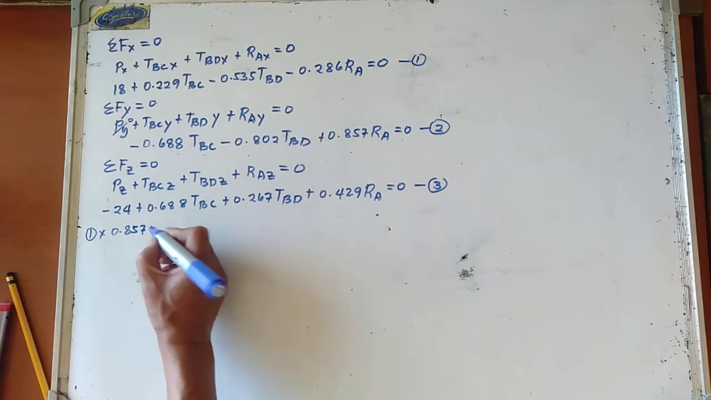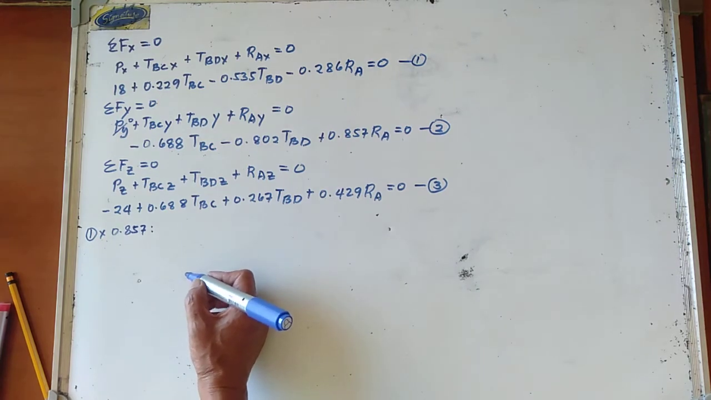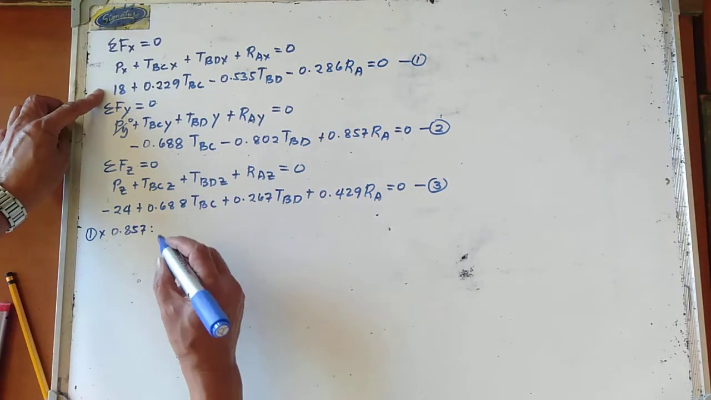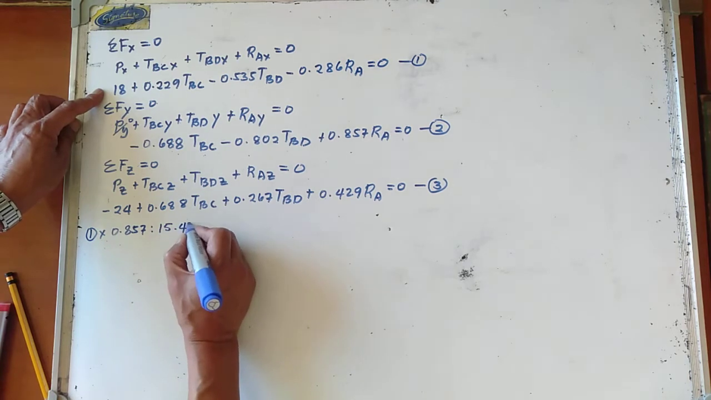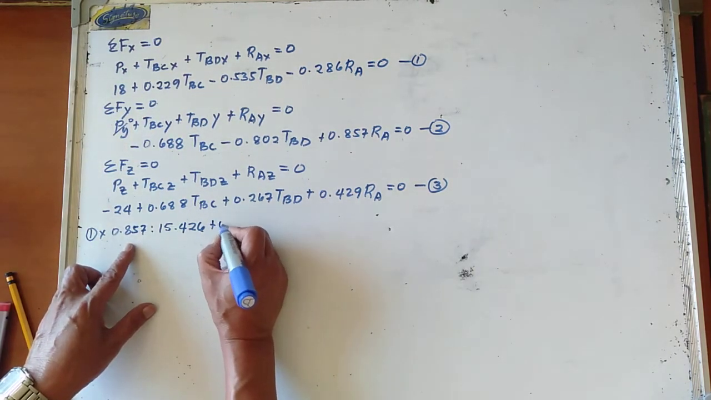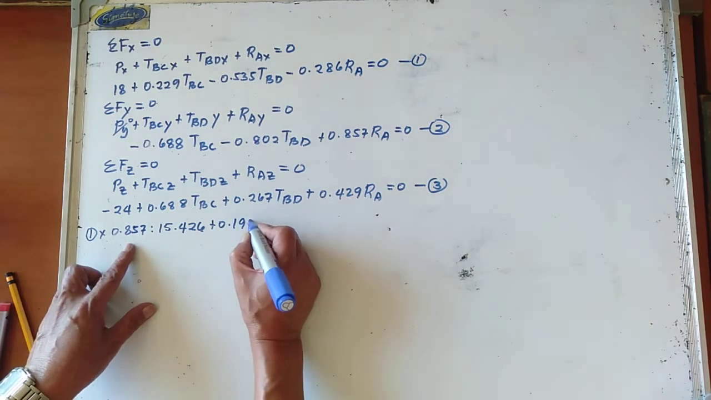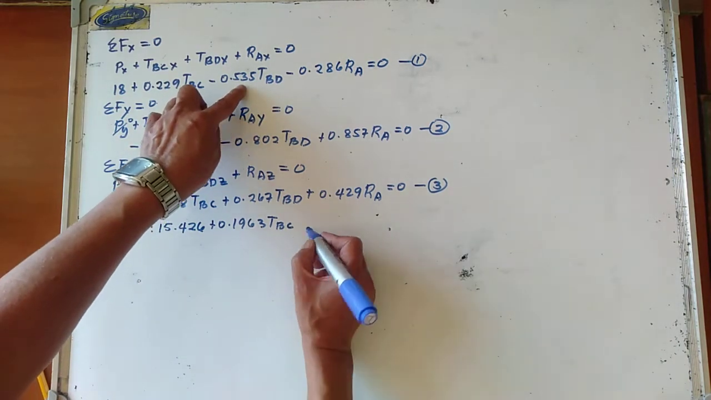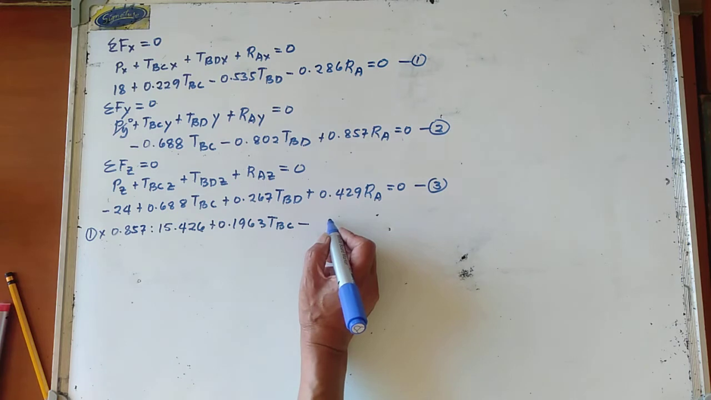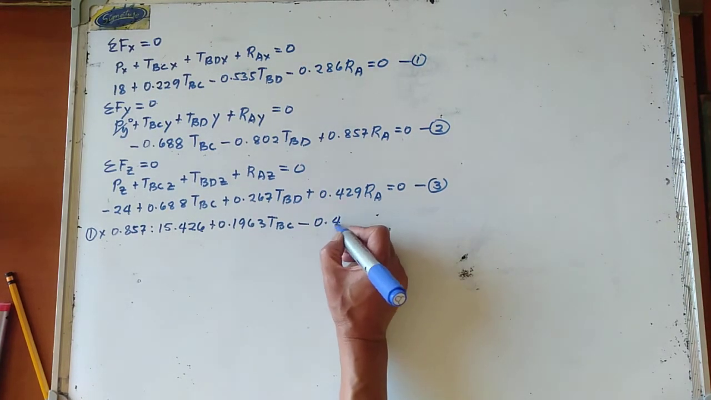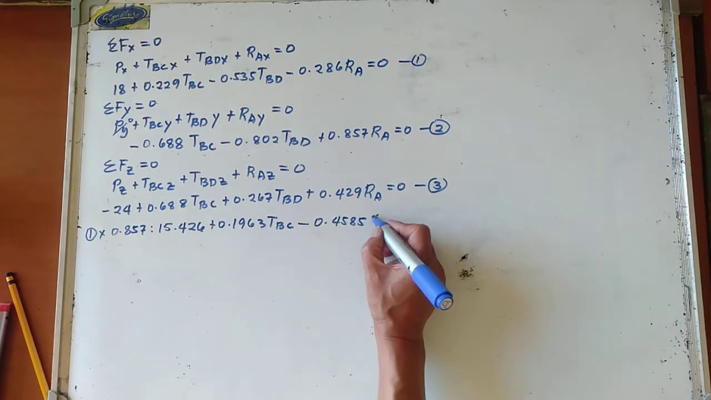0.857. So 0.857 by 0.5857 by 18 is 15.426. 0.229 by 0.857, that is plus 0.1963 T sub BC. 0.857 by 0.535 is equal to 0.4585 T sub BD.